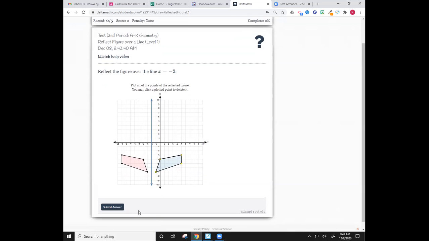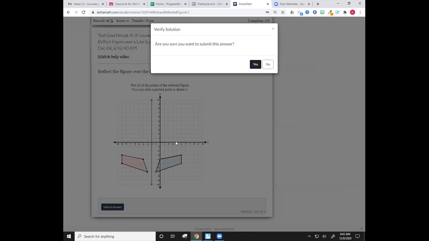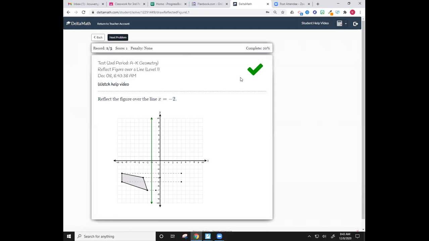So then you can go down and submit your answer. So you're literally clicking on just the points. It'll make the shape for you. And then it just kind of demonstrates visually what's actually happening there, which is kind of cool. If you kind of watch it, you can see how it's actually being reflected over that line.